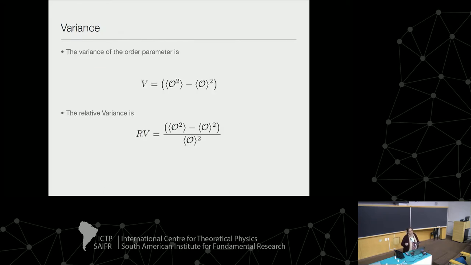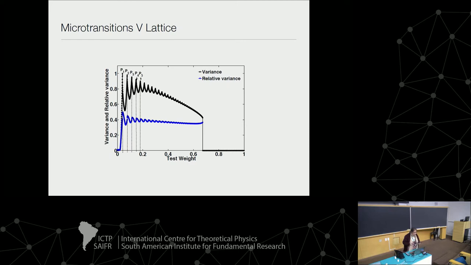We did a lot of work with this, but that is not today's story. Today's story is about microtransitions. So what we look at is, we've already defined the order parameter for you. What I define for you over here is the variance of the order parameter. So this is the order parameter squared, averaged over all the realizations, minus the order parameter average, squared. And this, of course, is the relative variance.